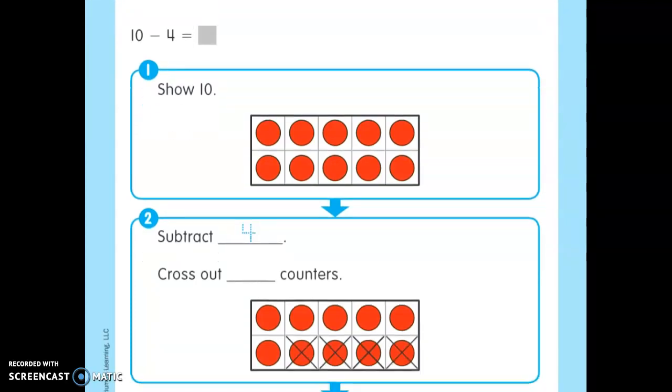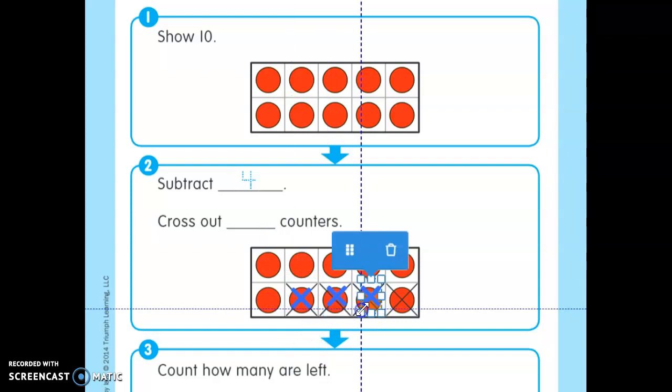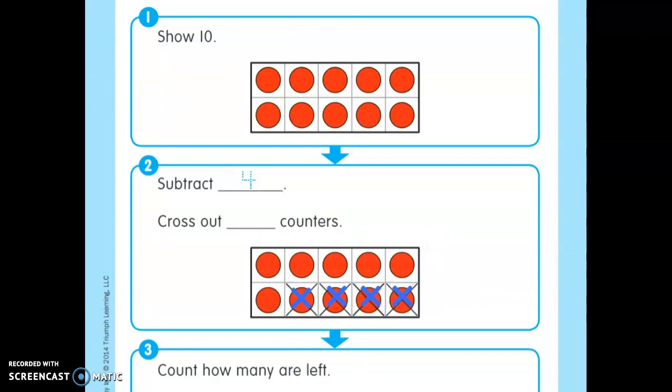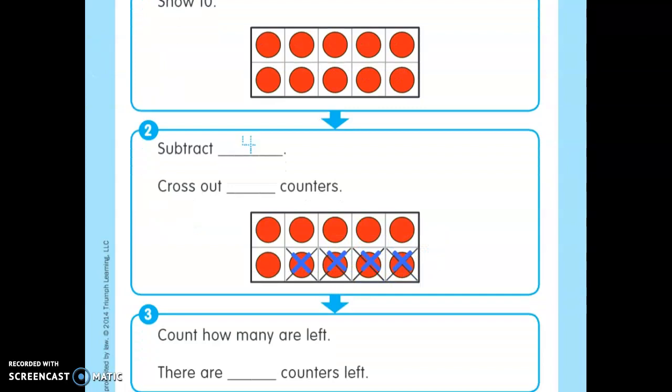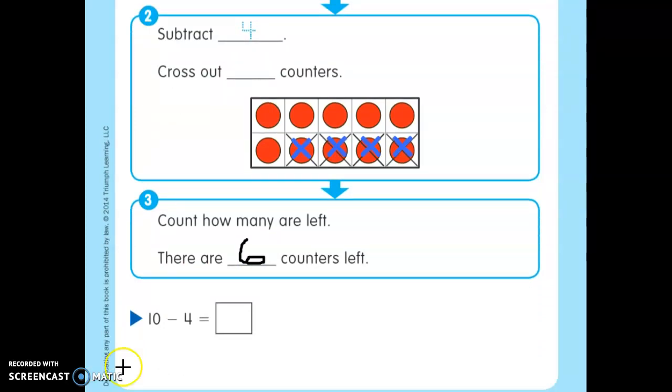Then we are going to subtract 4. So we're going to count out how many counters. That's right. We're going to X out 1, 2, 3, and 4 counters. So how many are left? Let's count 1, 2, 3, 4, 5, and 6. So there are 6 counters left. So 10 minus 4 equals 6.